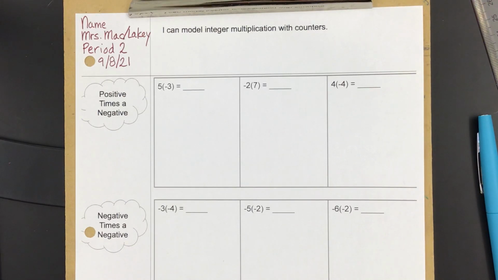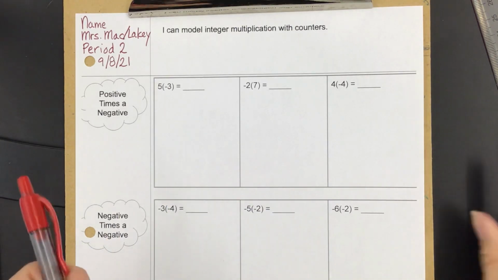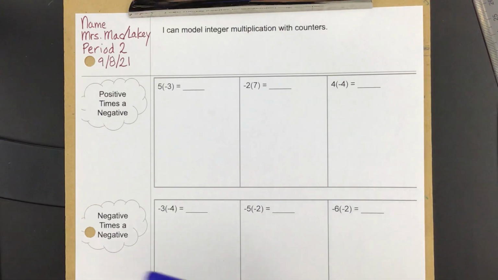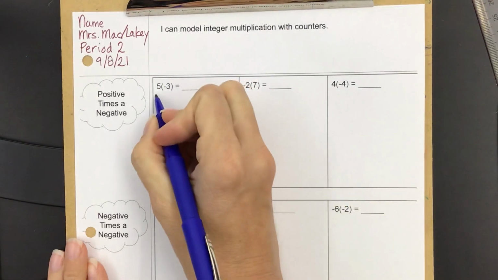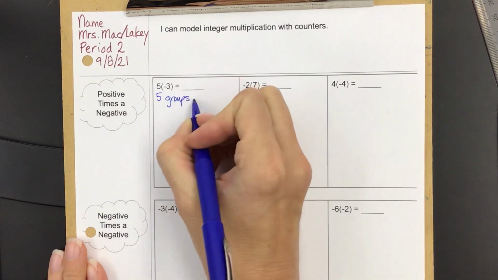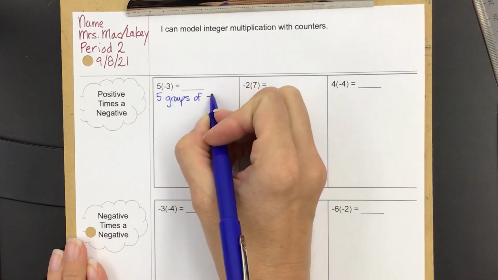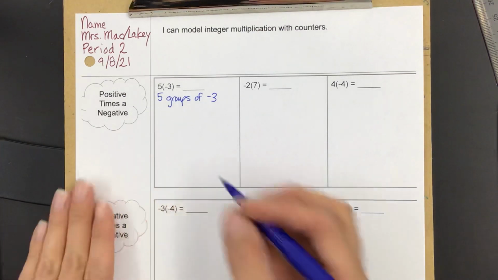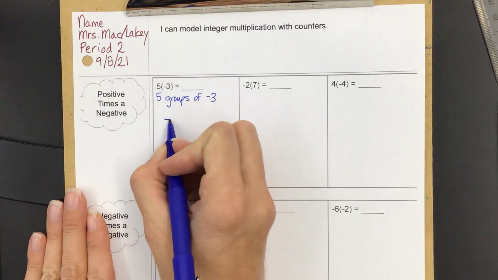So let's go ahead and take a look at these types of problems with counters, okay? If you remember from yesterday, and I'll write it out again, we can consider this 5 groups of -3. So what that looks like is you have 5 groups that each have 3 negatives in them.